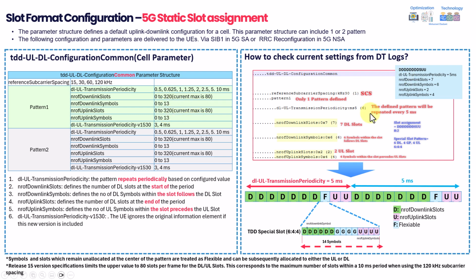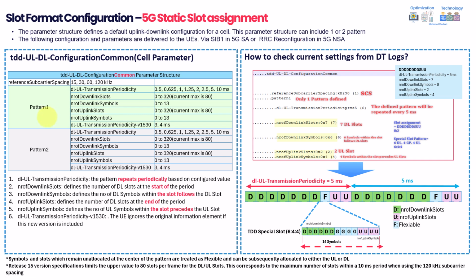For example, in this example, I'm giving that this vendor is configuring 7 for downlink, 1 for the special slot, and 2 for the uplink. So this is how it looks. It's called, for example, the TDD pattern. As you can see, the parameter is called common, and this will be static all the time. In 5G, we have something called patterns. You can either have 1 pattern or you can have 2 patterns.